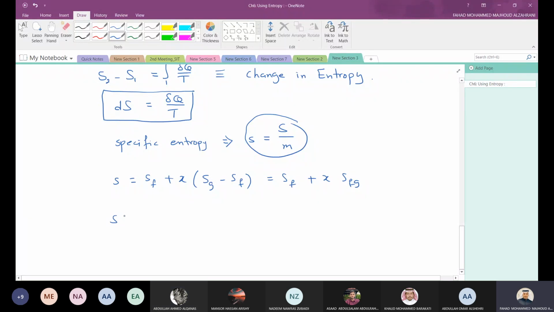So s at the temperature and pressure, for example, is approximated as the saturated liquid property. Saturated liquid property at the temperature. So this is for compressed liquid. So everything we studied also applies to the entropy here.